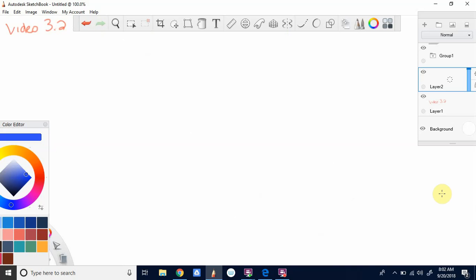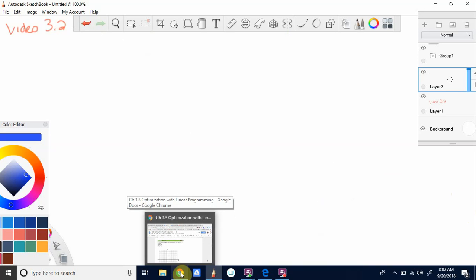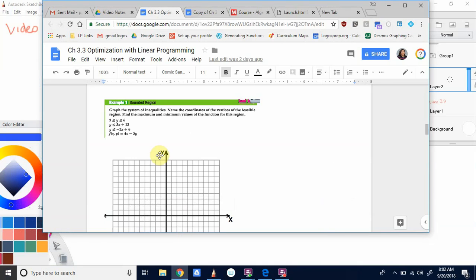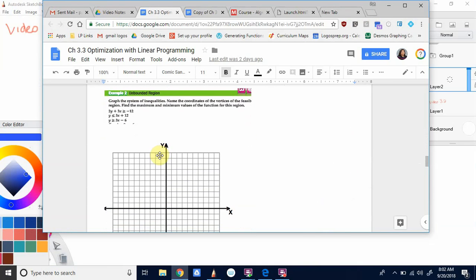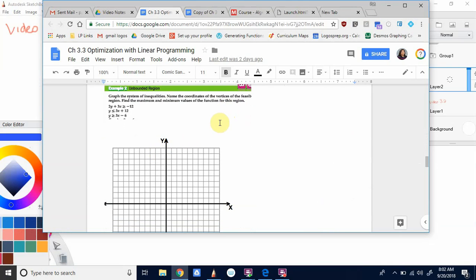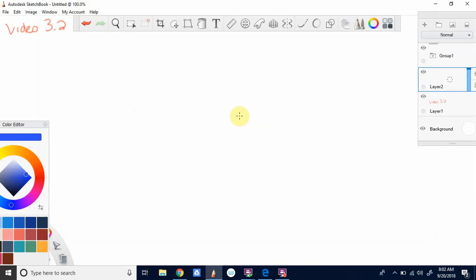So now let's look at example 2 in the book. It tells us, graph the system of inequalities, name the coordinates of the vertices of the feasible region, and find the maximum and minimum values. Okay, so the first one was bounded. It was completely bounded. Now we've only got 3 constraints here, and I didn't write the objective function, but there is an objective function. So let's graph these.